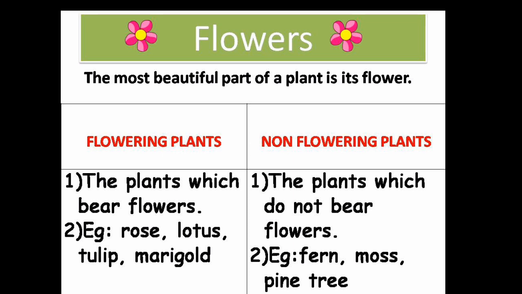Flowering plants. The plants which bear flowers, for example, rose, lotus, tulip and marigold. Non-flowering plants. The plants which do not bear flowers, for example, fern, moss and pine tree.